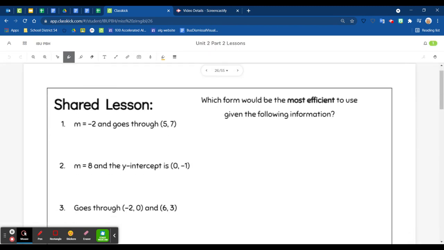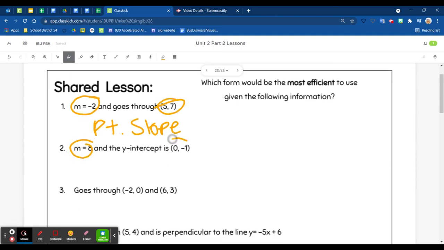Okay, so which form would be the most efficient to use given the following information? I have m that equals -2, and I have that it goes through 5, 7. So I have a slope and a point. The most efficient would be, you guessed it, point-slope. Point and a slope, right? Number 2, I have a slope and a y-intercept. What would be the best for this one? Slope-intercept form, right?